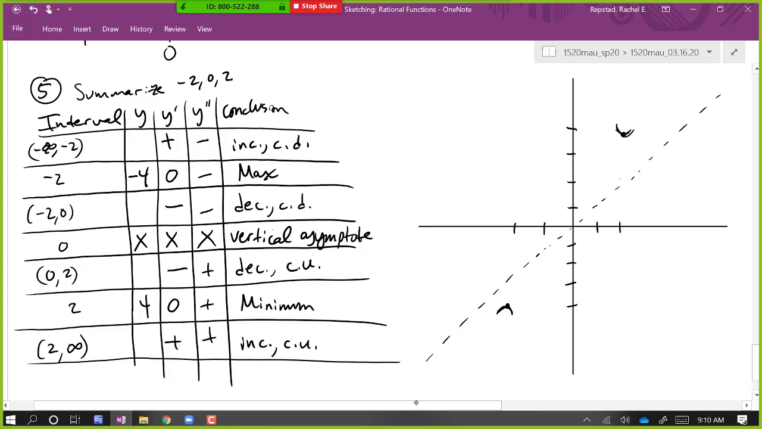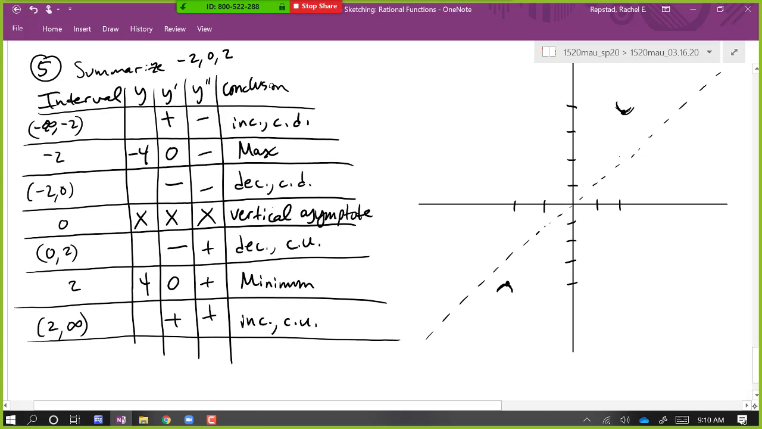So here's what our graph is doing. Our first interval from negative infinity to negative 2 is increasing, concave down. So that's like this. It turns around and it's decreasing, concave down, until it gets to that vertical asymptote. At a vertical asymptote, it can do one of two things. It's going to either shoot upwards to infinity or downwards to negative infinity. And for us, it's going to shoot down. As x gets huge in the negative direction, it's got to start hugging that dotted line.